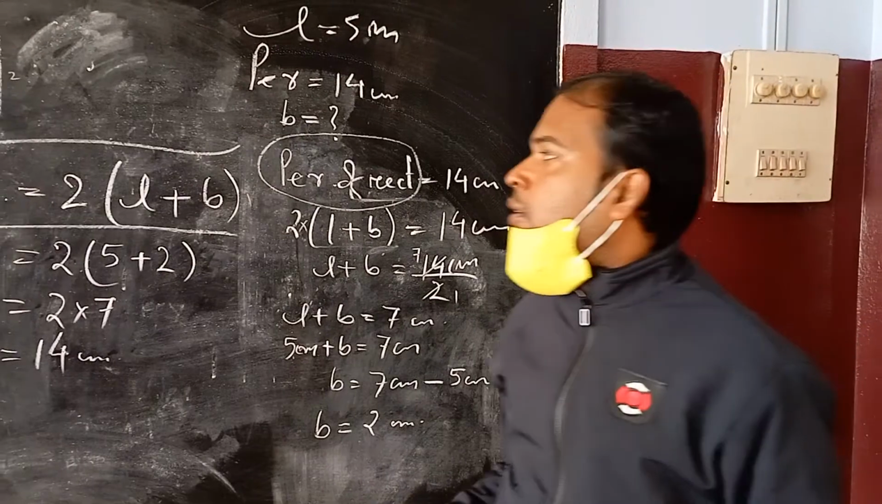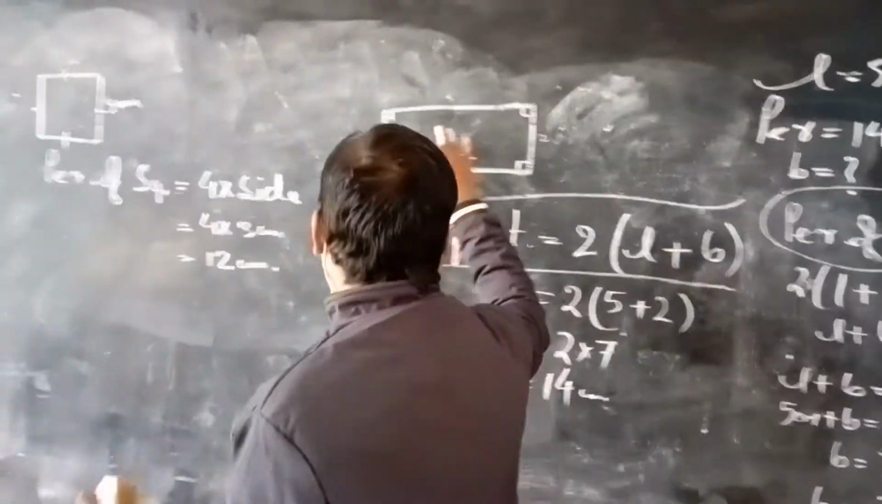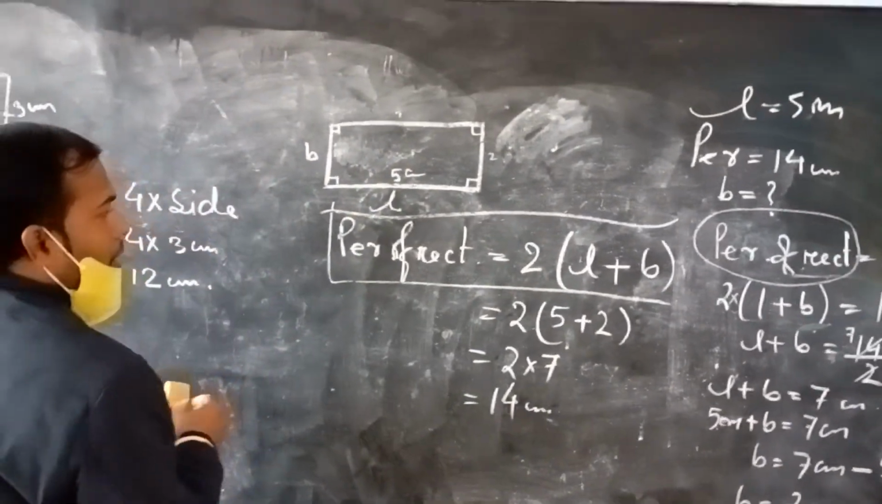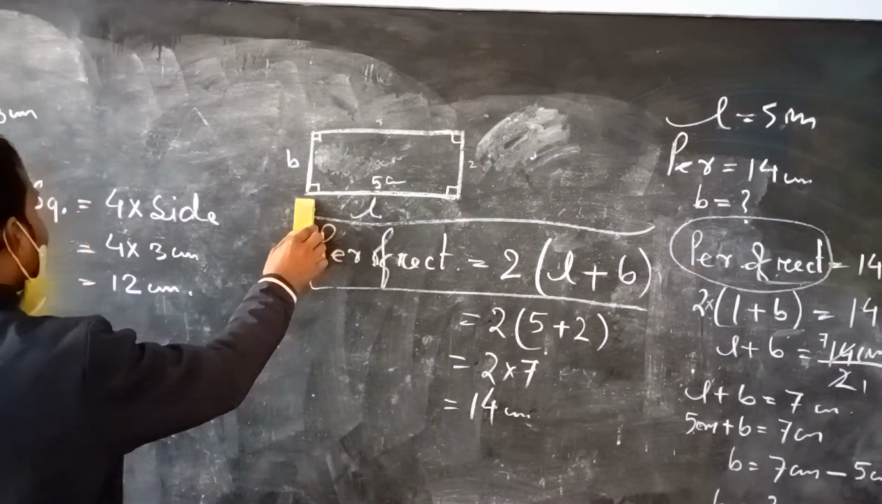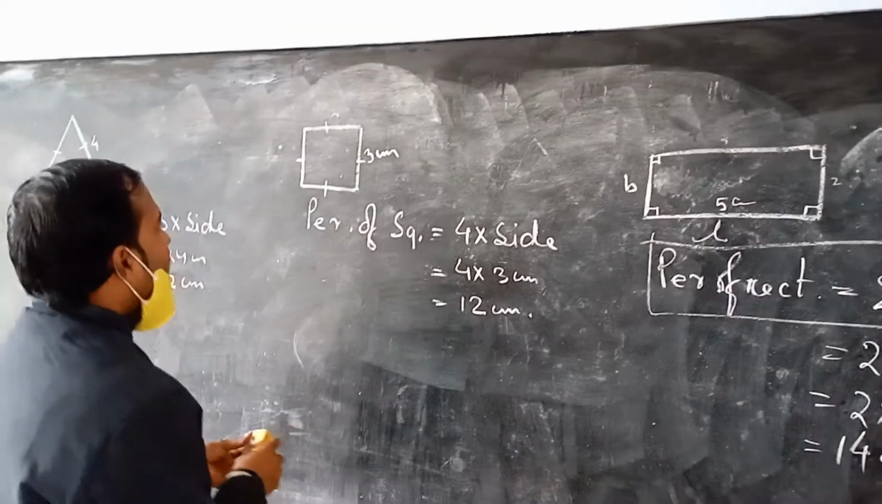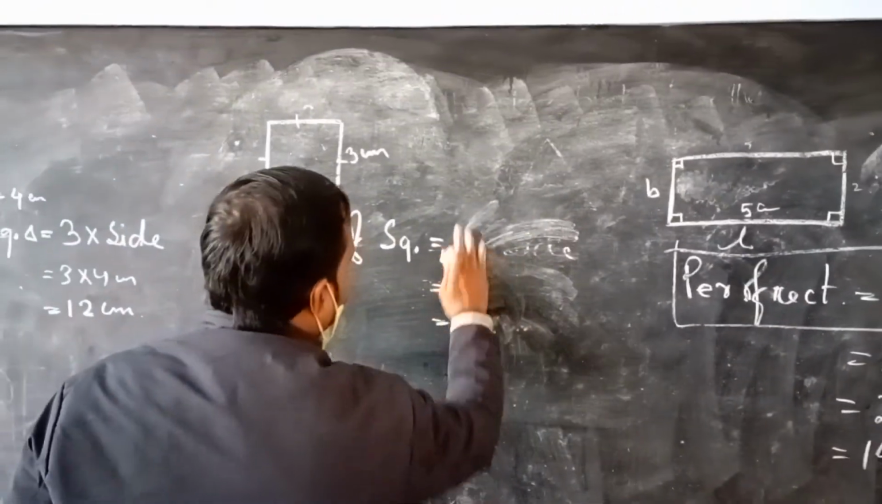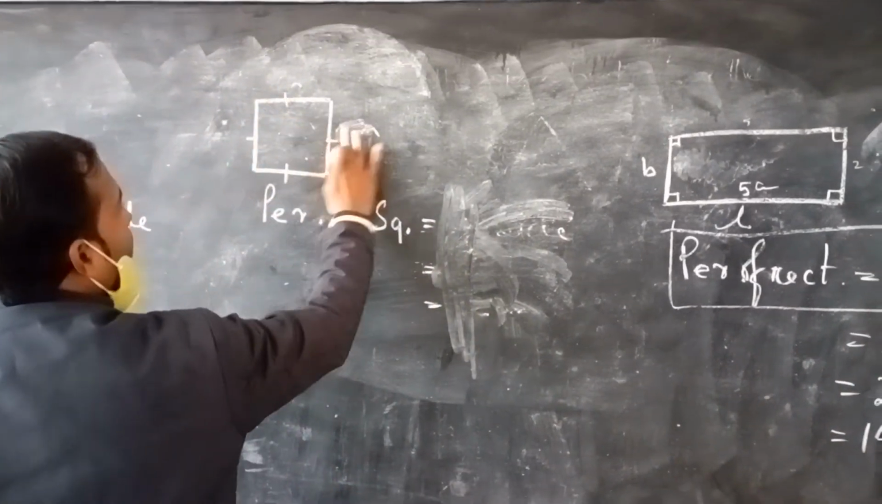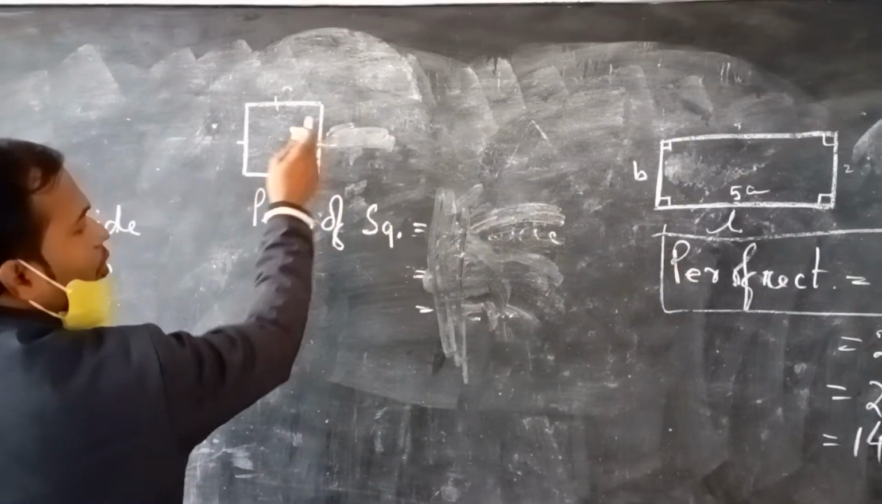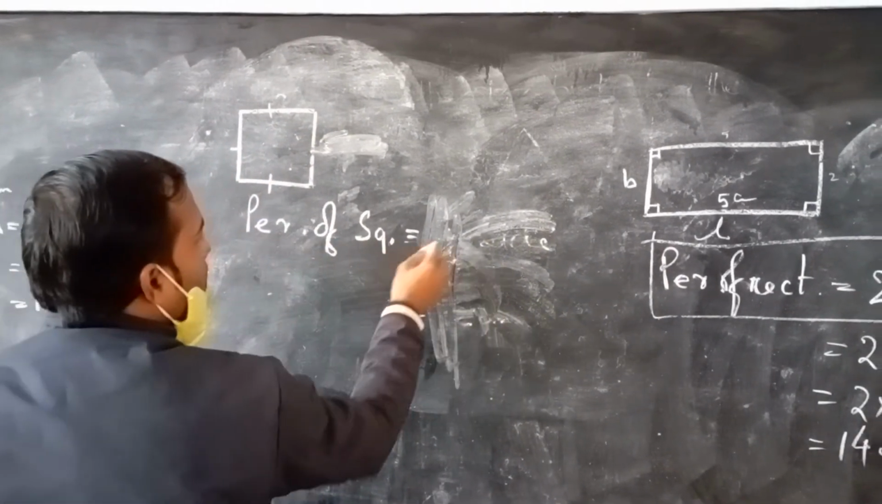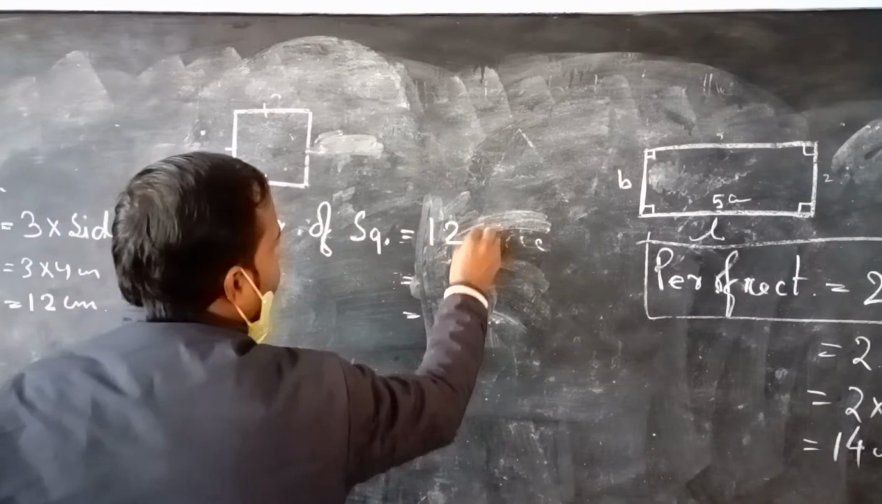Okay? Now go to area. Now perimeter, I think everyone understands. Here also, if perimeter is given, suppose for this figure perimeter is given 12. Now you have to find the side. The perimeter of square is given 12 centimeter.